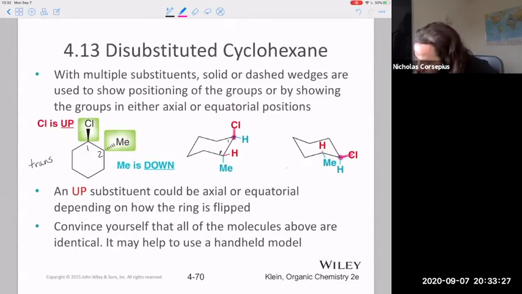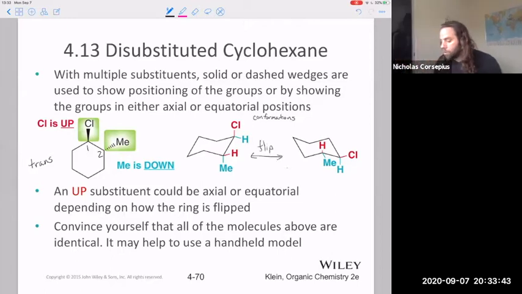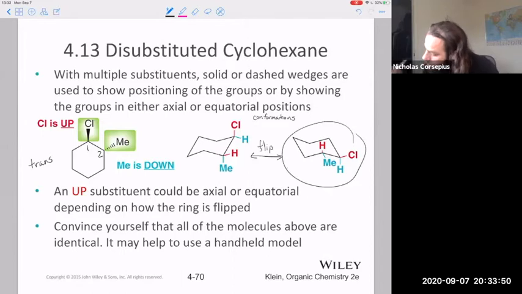So then, comparing these two conformations that occur from this chair flip, which one do you think would be more stable? Right, in this conformation here, both of these substituents are in the equatorial position, so this would be the more stable conformation.